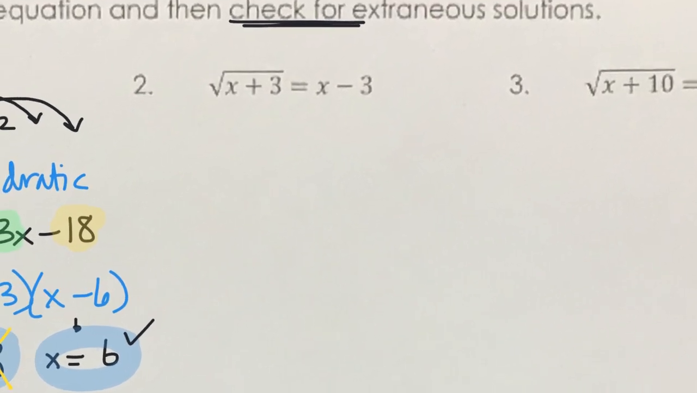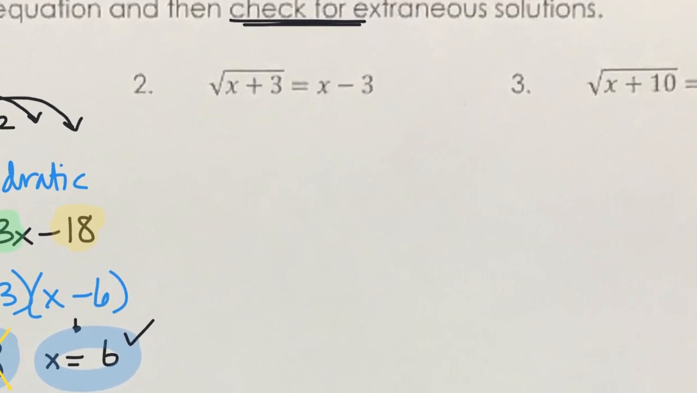Okay, number 2. Okay, this is set up as our standard problem. We're going to square both sides. So we square x plus 3, and then we have to put parentheses around x minus 3. Okay, because you can only square one thing, right? So we don't square x and negative 3 separately. We put parentheses around it and square x minus 3. So on this side, the x and the radicals cancel out.